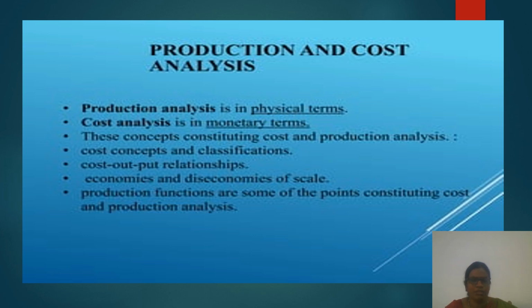Next one, the concepts constituting cost and production analysis: cost concept and classification, cost output relationships, economies and diseconomies of scale, production function. These are the points related to production and cost analysis.